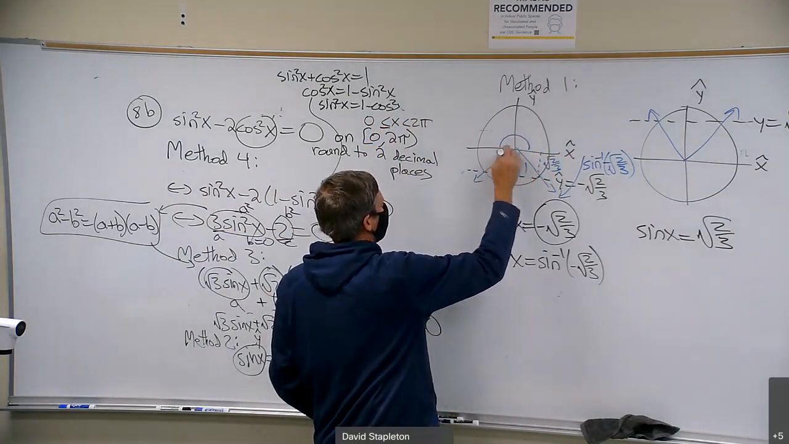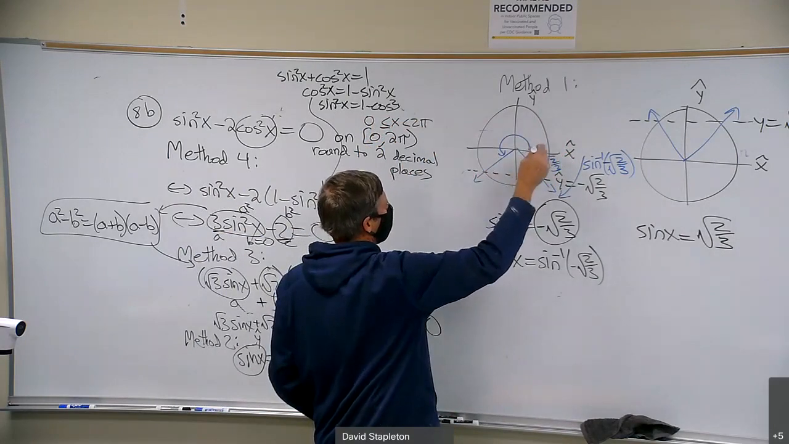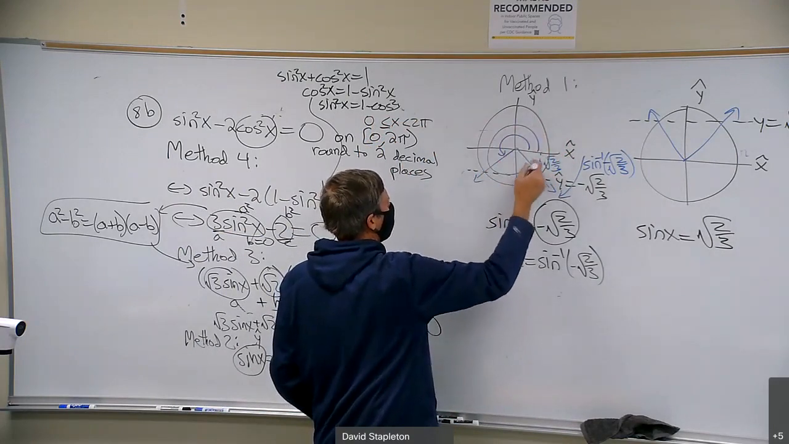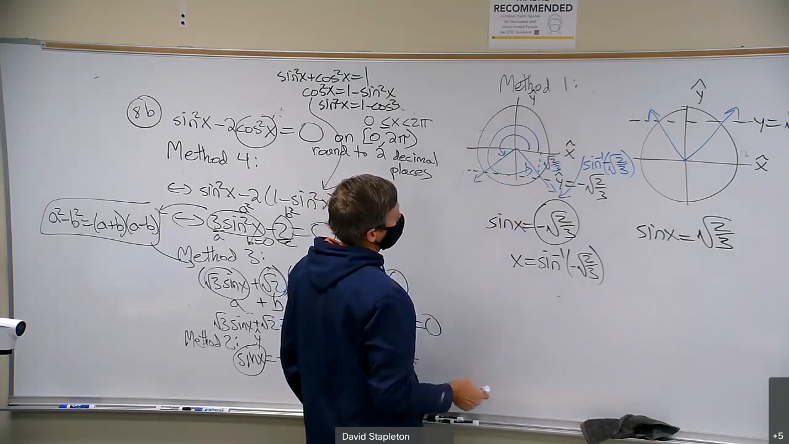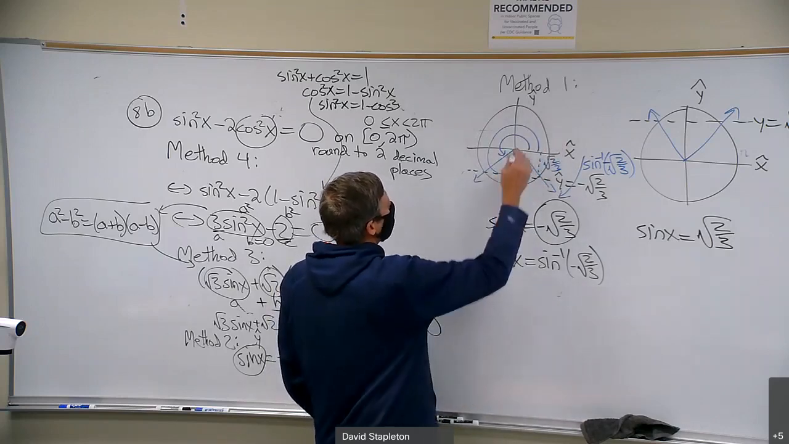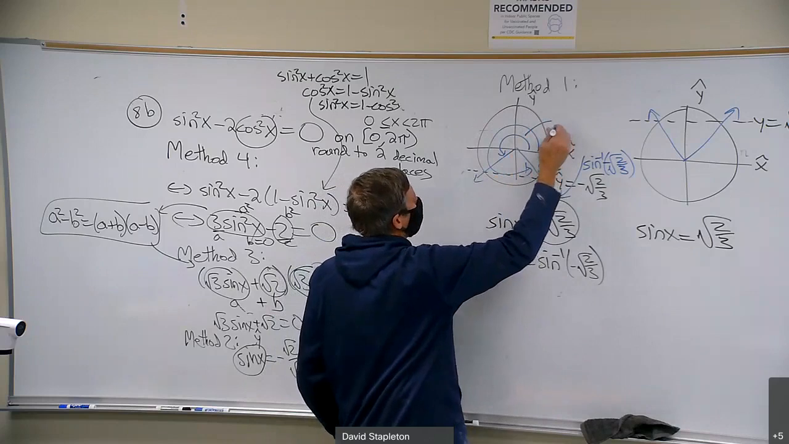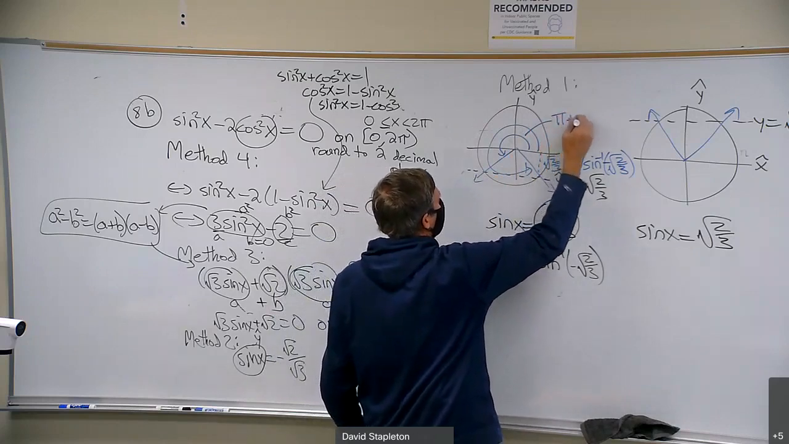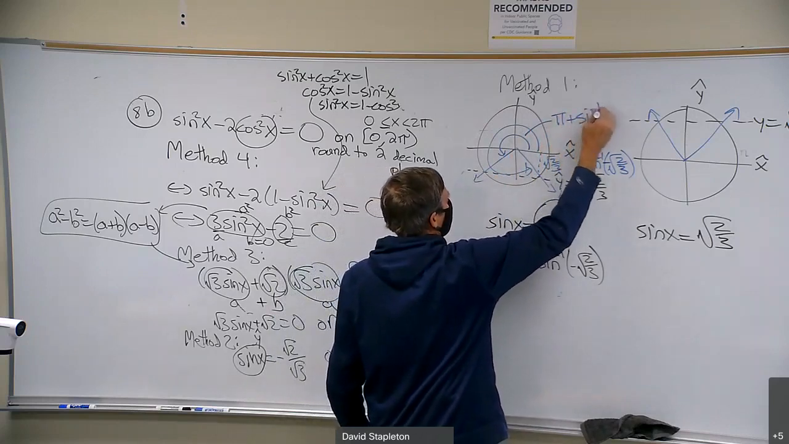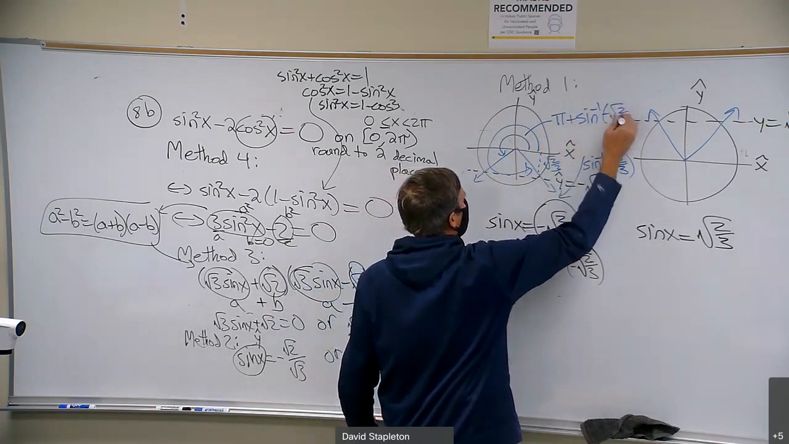This angle, which is between 0 and 2 pi within one rotation, and this angle between 0 and 2 pi within one rotation. How do I find those? Strangely enough, this angle is pi plus the arcsine of minus square root 2/3. How about that?